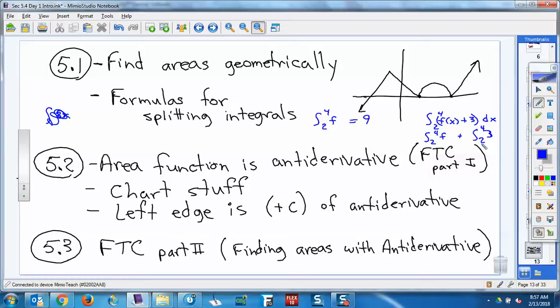And then we learned the fundamental theorem part 2, which we've been focusing on today, where we have those problems we just did. The antiderivative turns out to be minus 7. Do that.